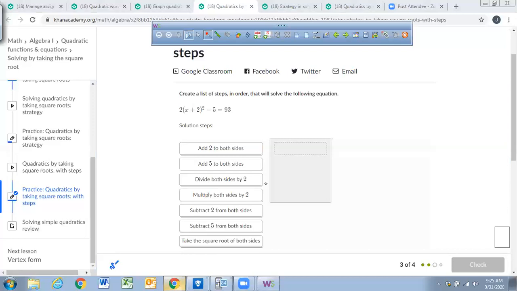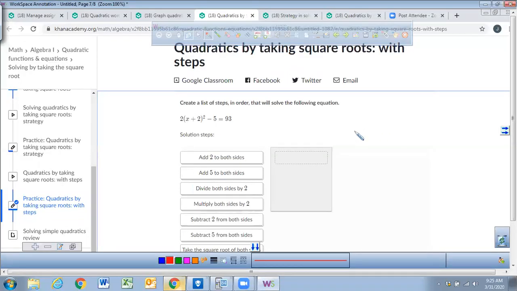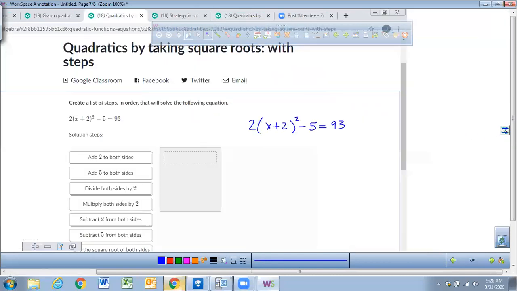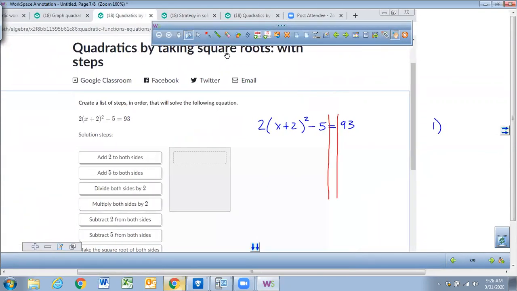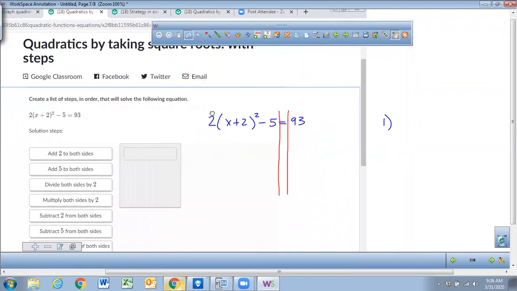All right, what I want you guys to do is write this equation out nice and neat on a scratch piece of paper or in your journal or wherever you're doing your work to help you on the Khan Academy. Now, I'm going to write in words, step by step, how to solve this. If you want to write with me, you're more than welcome to. Try to do it nice and neat. The title of this is called Quadratics by taking square roots with steps.